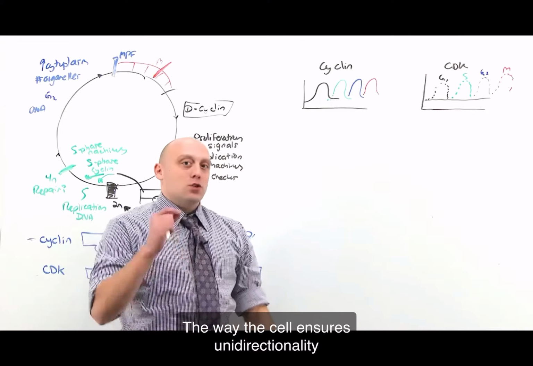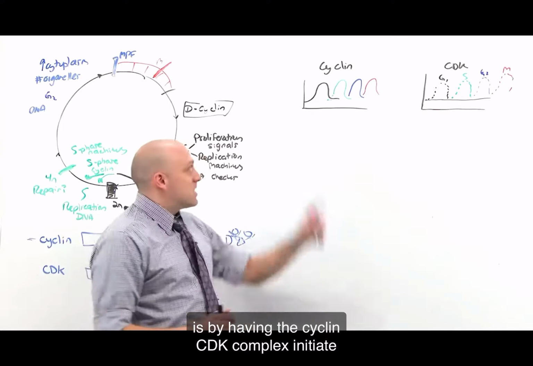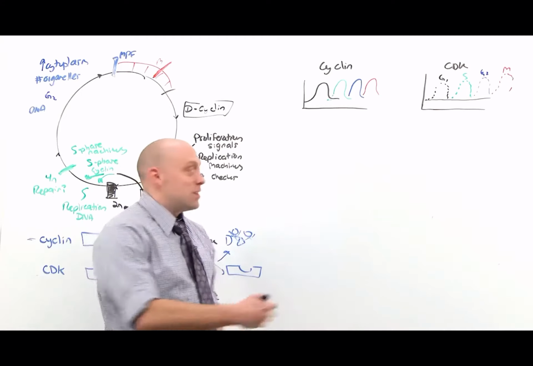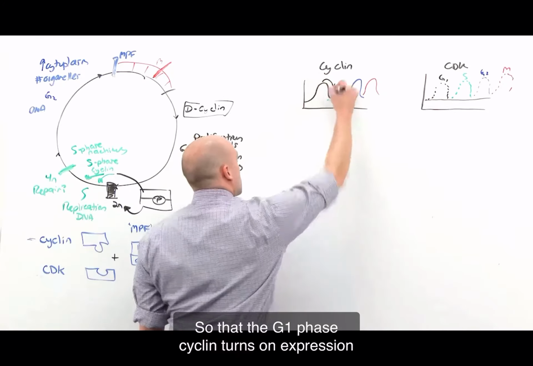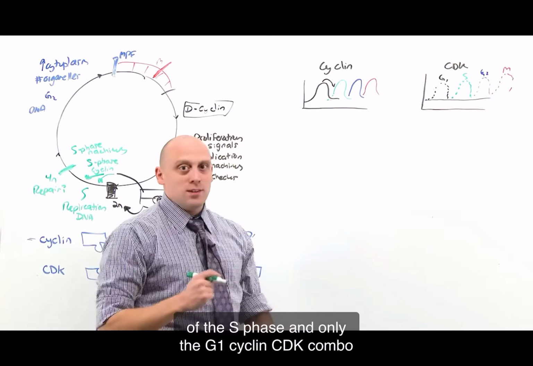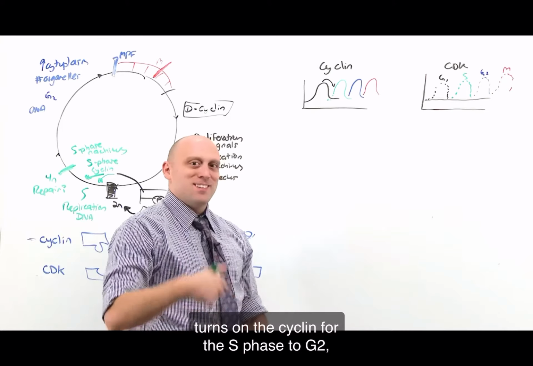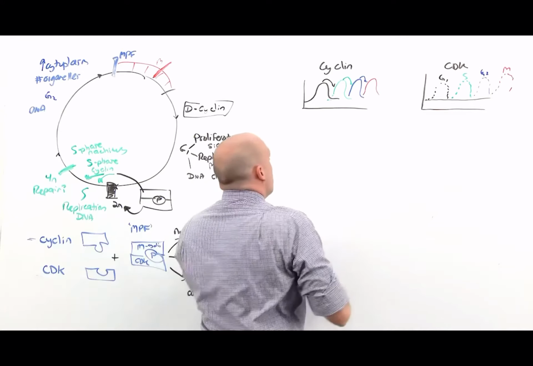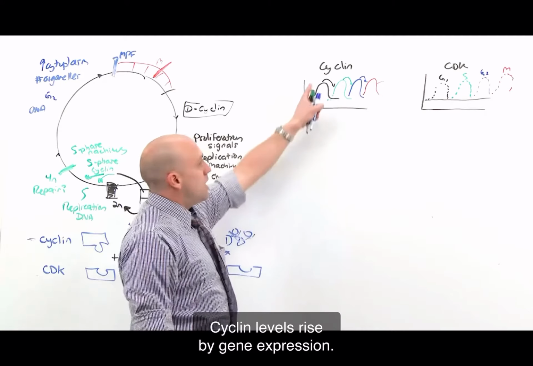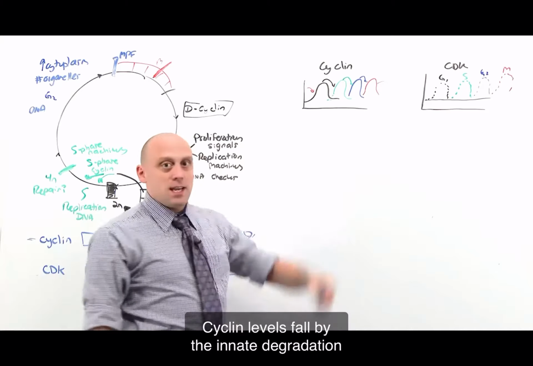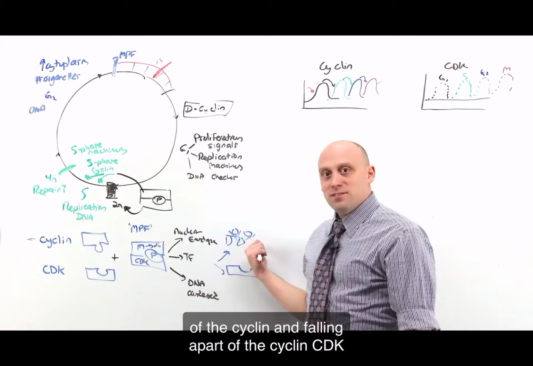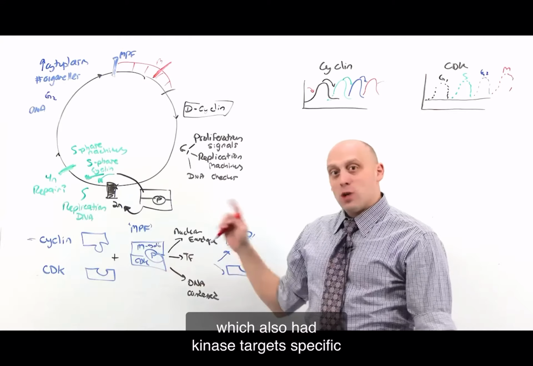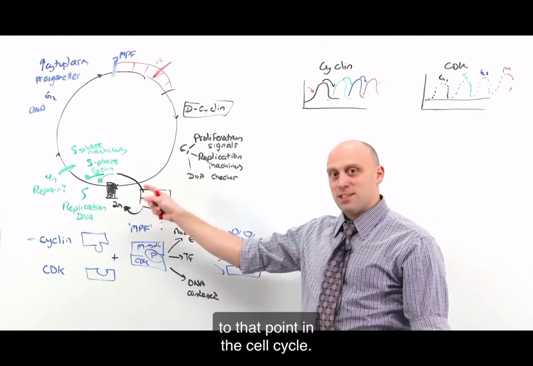The way the cell ensures unidirectionality is by having the cyclin CDK complex initiate the transcription of the cyclin for the next phase, so that the G1 phase cyclin turns on expression of the S phase, and only the G1 cyclin CDK combo turns on the cyclin for the S phase. S phase for G2, G2 for M, and so on. Cyclin levels rise by gene expression. Cyclin levels fall by the innate degradation of the cyclin. And the falling apart of the cyclin CDK turns off the function of the kinase, which also had kinase targets specific to that point in the cell cycle.